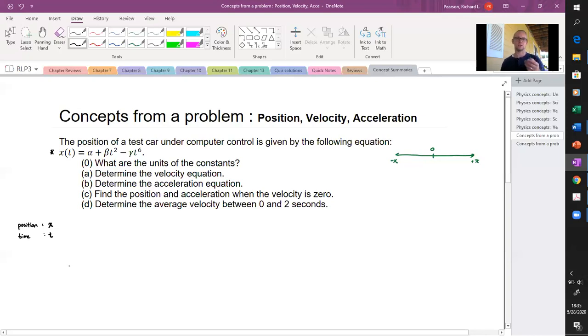Now, the first question here, put as a 0, is what are the units of the constants? And so that helps us understand how this is being described, right? So let me write out this equation here. Alpha plus beta t squared minus gamma t to the 6.